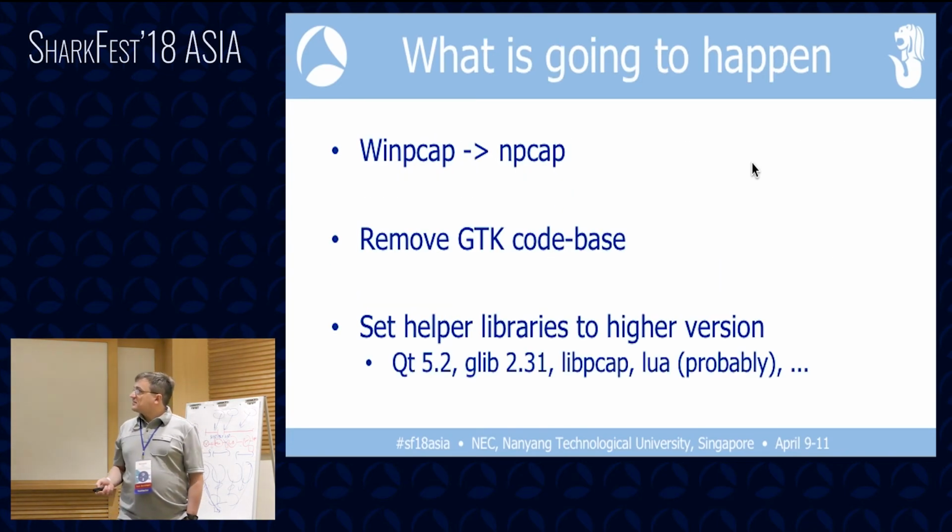As I said, there are some other things we're going to change. WinPcap is going to be moved to Npcap, pending some last-minute negotiations, but it looks good right now. We're going to set some higher versions of the libraries. Qt will be recommended at 5.2. glib will be 2.31, I think, or 3.8. I forgot, I don't remember.